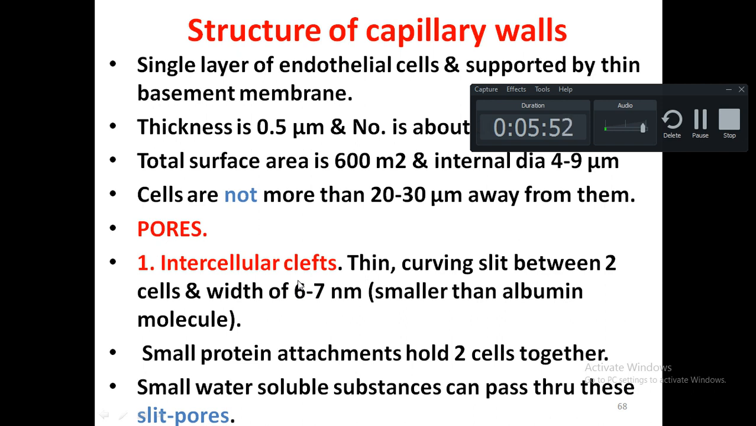Now, to hold the two ends of the endothelial cells, there are small protein connections or filaments that attach to the adjacent endothelial cells, and then that will hold these endothelial cells in their place. So small water soluble substances can easily pass through these slit pores.